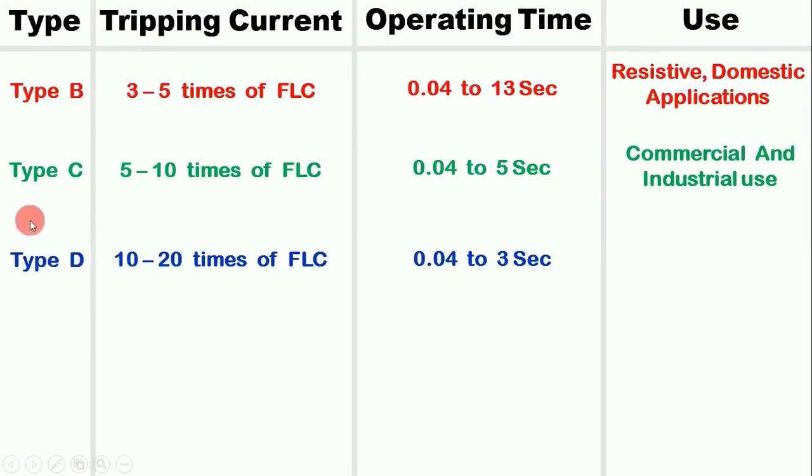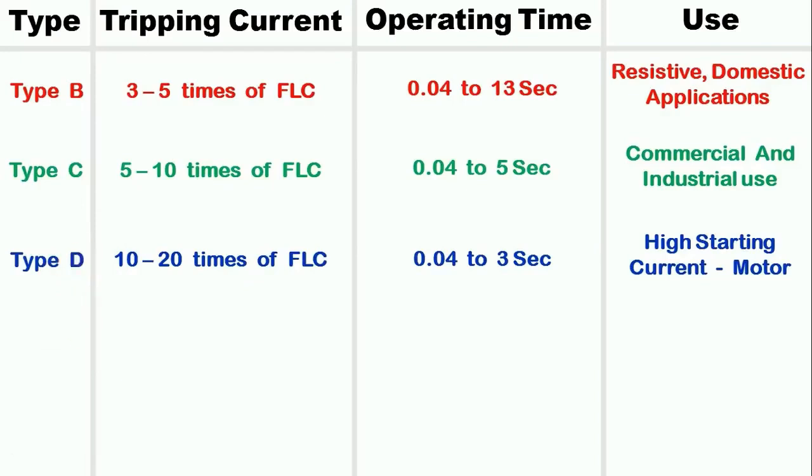Friends, D-type MCB is used for high starting current equipment. It means when you turn on the motor, it consumes more current initially. After that, it goes low. For this motor, we use MCB of D-type. Friends, always remember one thing, for your home, never use D-type MCB.